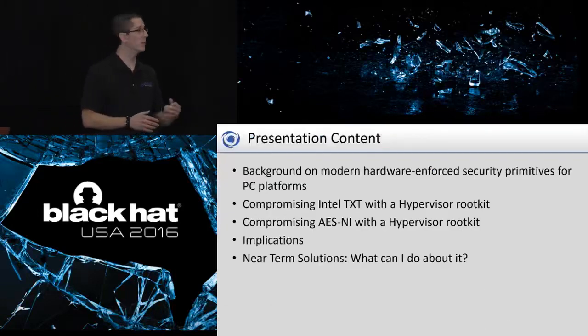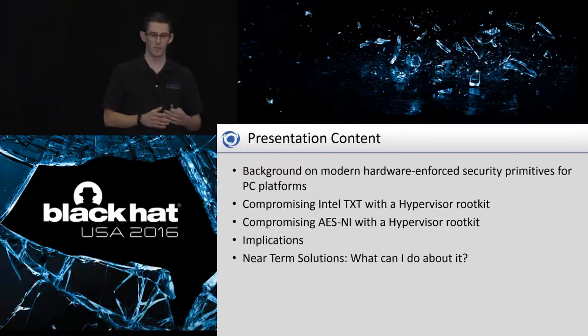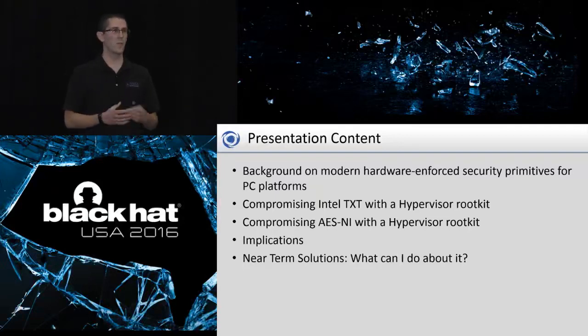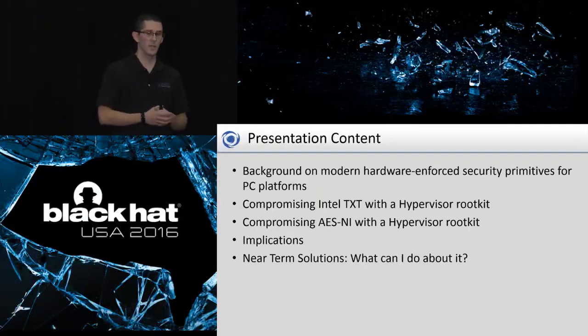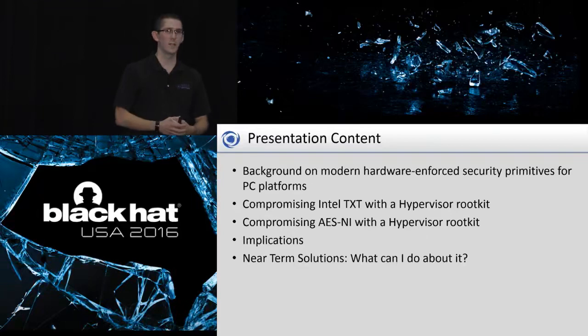So I'm going to start with a little bit of background on the technologies that we'll be covering today. Then I'll talk about how we can use the hypervisor rootkit to undermine TXT, talk about undermining AES-NI, and we'll wrap up talking about implications and some takeaways, near-term solutions. What are things that we can do walking out of this session today to make our systems more secure?